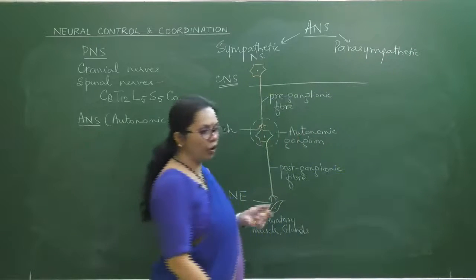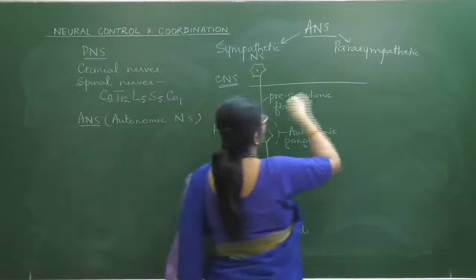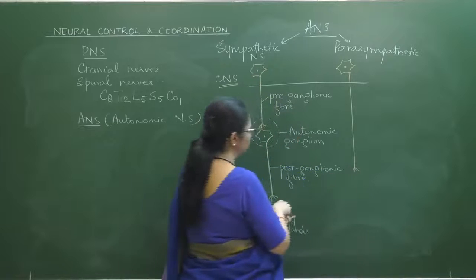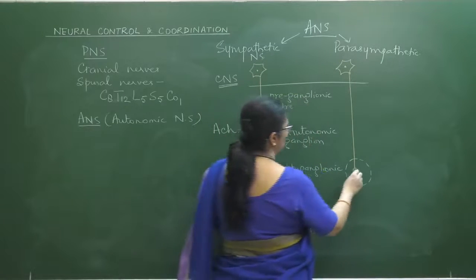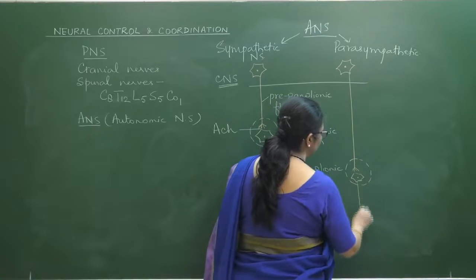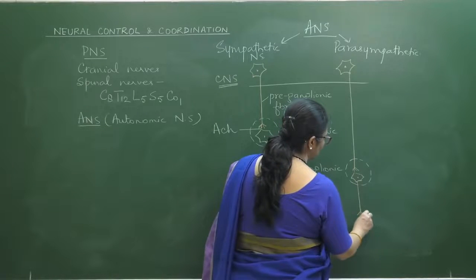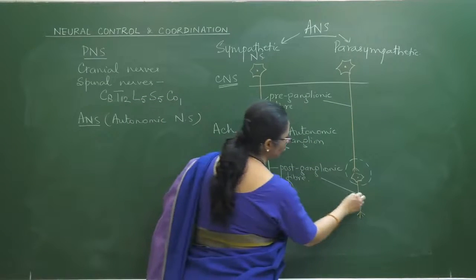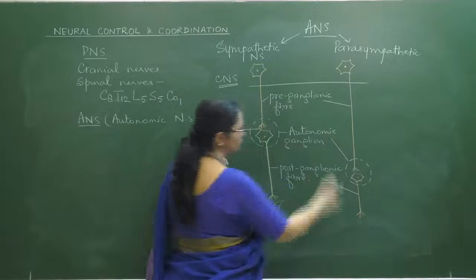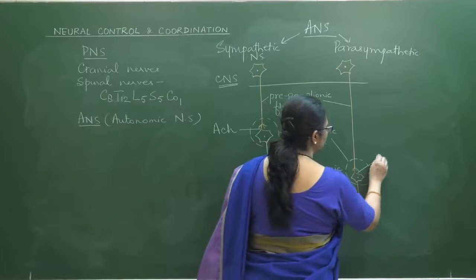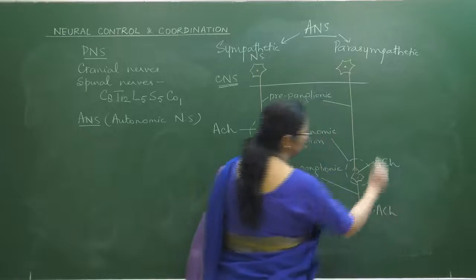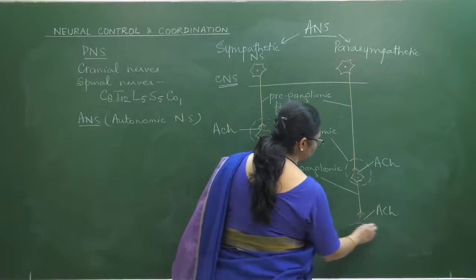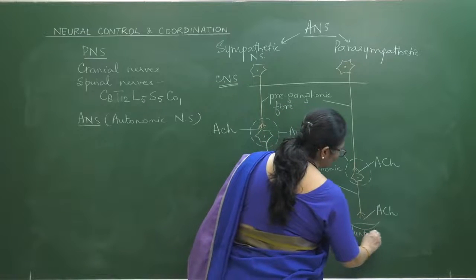So let us see how the parasympathetic is arranged. In the parasympathetic, once again the neuron is here, and this is also ending in a ganglia. Here it is synapsing with another neuron, and from here the impulse goes on to the effector. Here this is the preganglionic fiber, this is the postganglionic fiber, this is the autonomic ganglia. But what is the difference? Here both of them release acetylcholine. Both pre and post synaptic fibers release acetylcholine. And this is also ending on the same thing, that is involuntary muscles and glands.